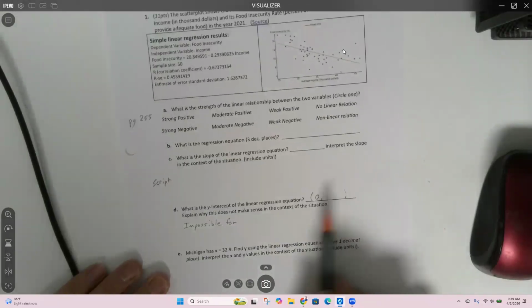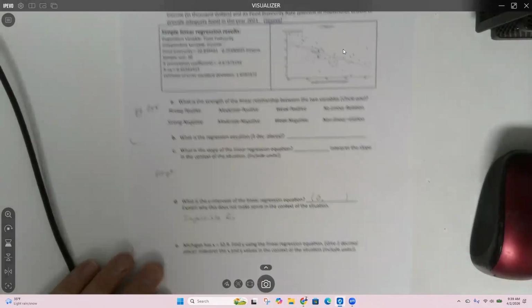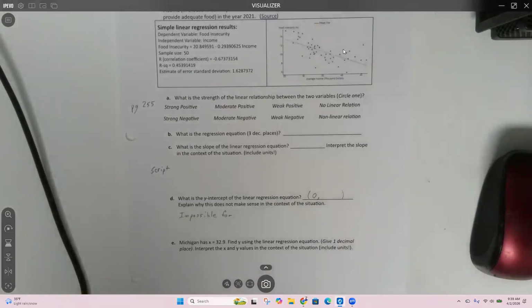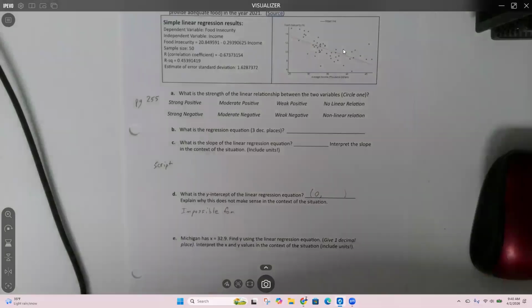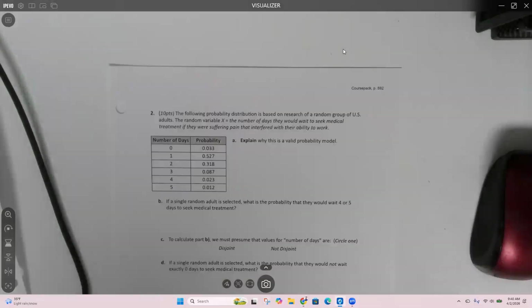Impossible for, and then you write out, and usually the problem is the 0. Usually it's x can't be 0, so you write out what x is and explain why that's a problem, right? Okay. All right. So, good job on there. All right.